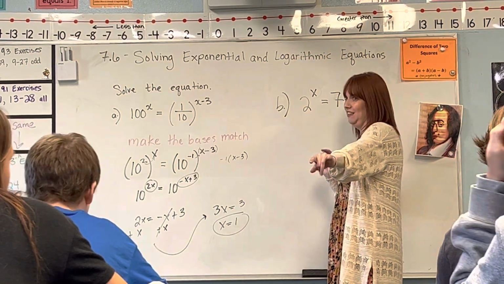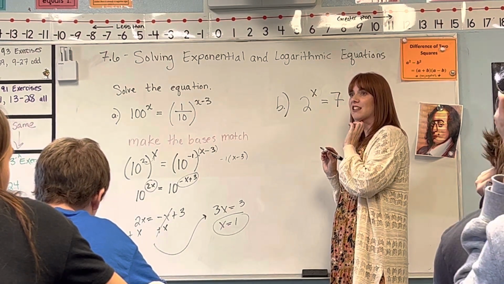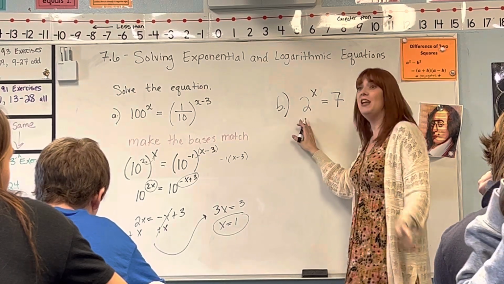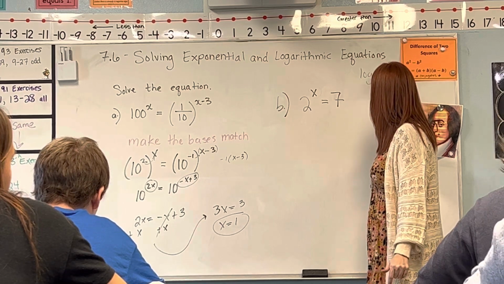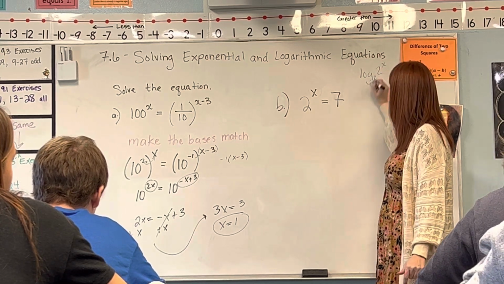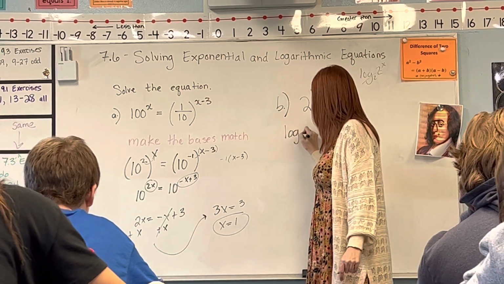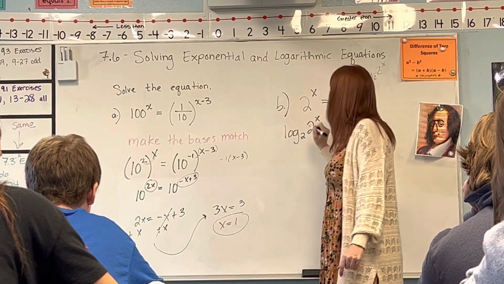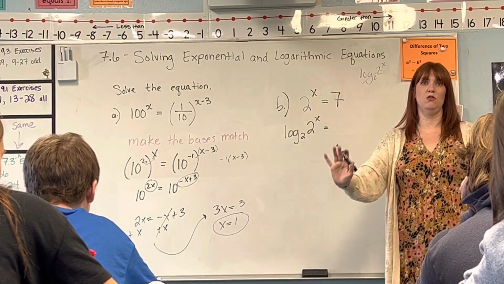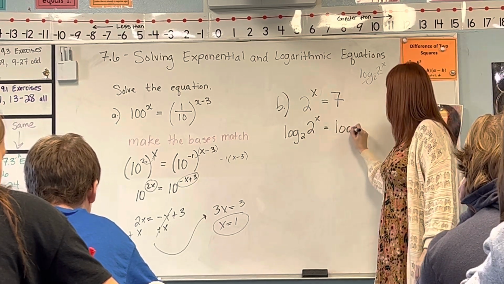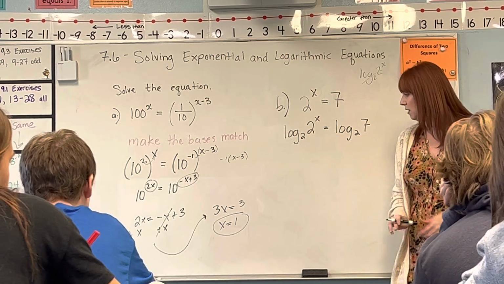Do log base 2, and then it cancels out. Remember when we had that if the bases matched, they cancel out like that. So if I do log base 2 of 2, if you do it to both sides when you're solving an equation, as long as you do the same thing to both sides, you don't change the problem. So I have to do log base 2 of 7. I'm taking the log of both sides.